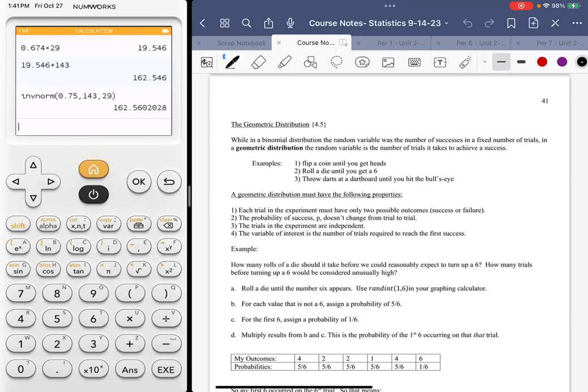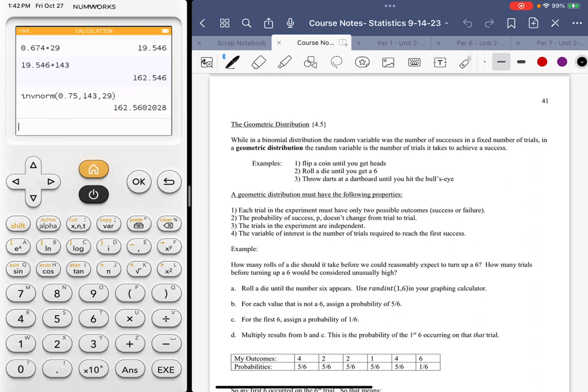So on page 41, we're looking at a geometric distribution, which is a kind of a twist on the binomial distribution. I gave a few examples there of what a typical geometric distribution might refer to. Flip a coin until you get heads, roll a die until you get a 6, throw darts at the dartboard until you hit the bullseye. Those are examples of instances where you keep failing until you succeed.